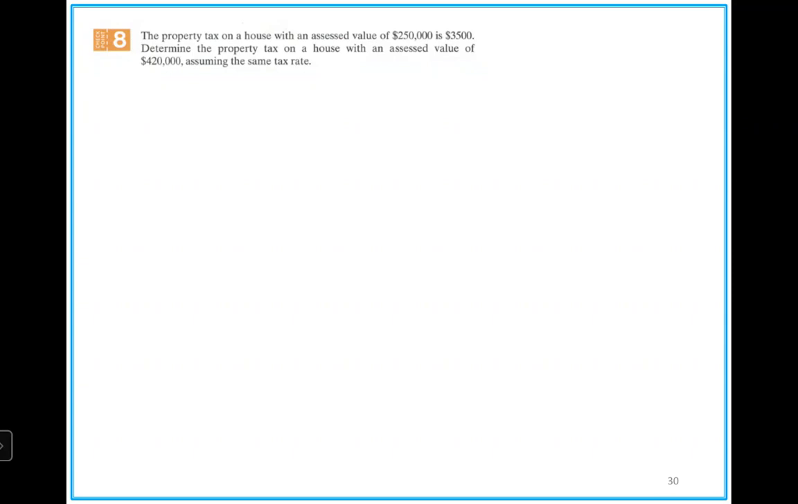So I would take 3,500 divided by 250,000, over 250,000. And then we're trying to find out, I guess, it says it's an assessed value of 420. So we would say x over 420. Okay, 420.